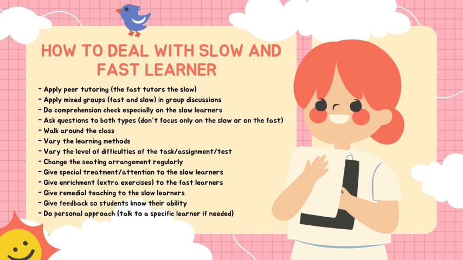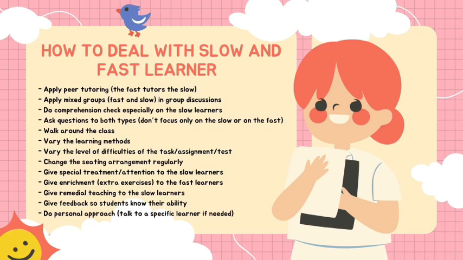And we must give special treatment or attention to the slow learners because they need to study more specifically and privately. And then give enrichment or extra exercises to the fast learners because they need more tasks for their intelligence. And then give remedial teaching to the slow learners. If they have low grades, we must add remedial teaching.